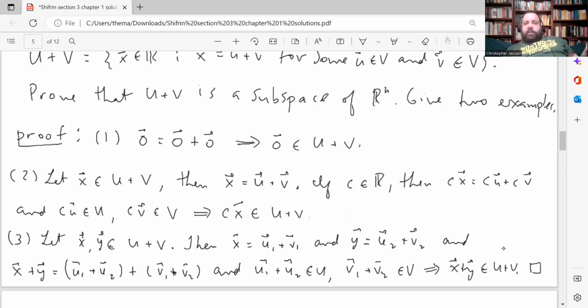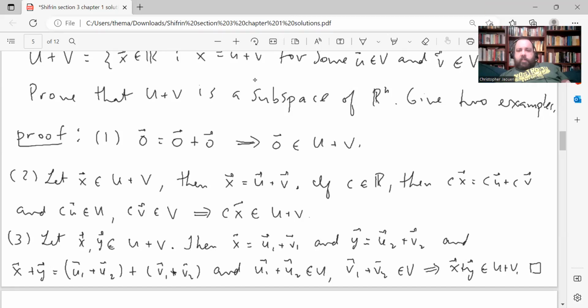Okay, and it says give two examples again. I won't do two just because you guys can come up with your own examples too. Maybe I'll do one though, just so we can see it. I'll define those on the whiteboard.